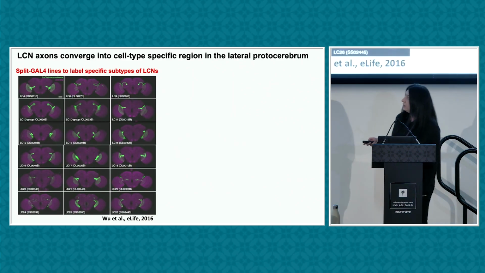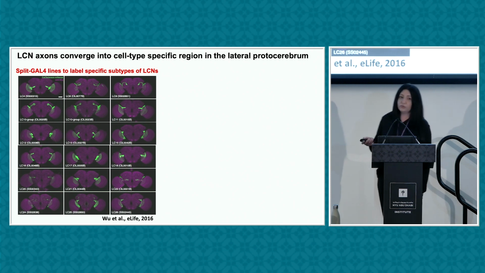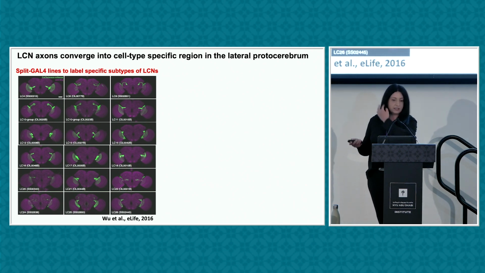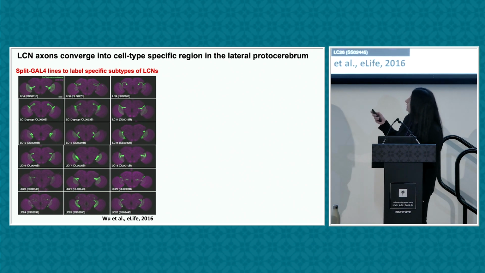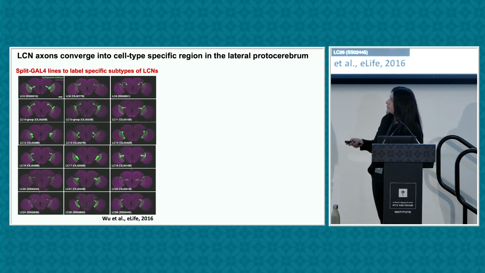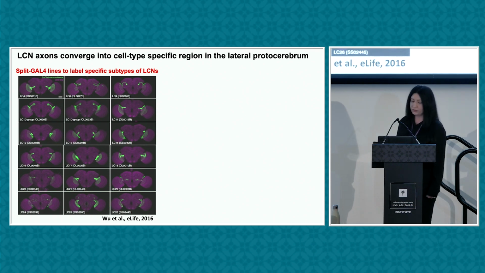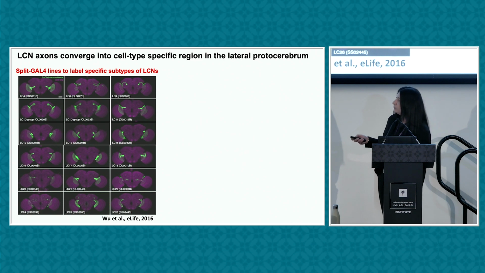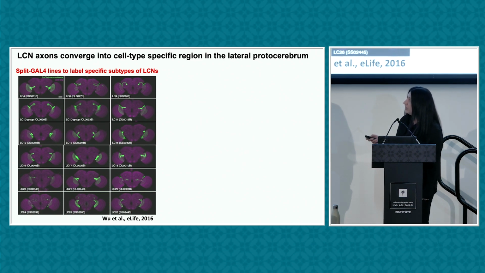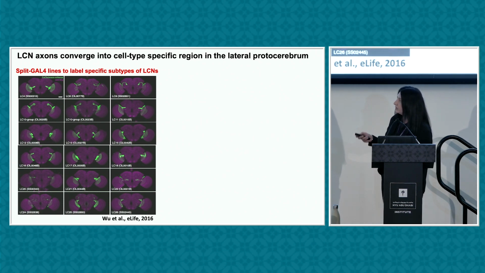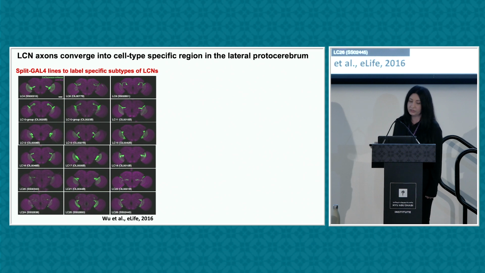And so lobular columnar neurons, there are about 20 different subtypes of these cells. And they have distinct morphological patterns and projection patterns in the central brain. And so the Gerry Rubin lab from Janelia recently published these transgenic fly lines, and within each there's an expression of a specific subtype of lobular columnar neuron.